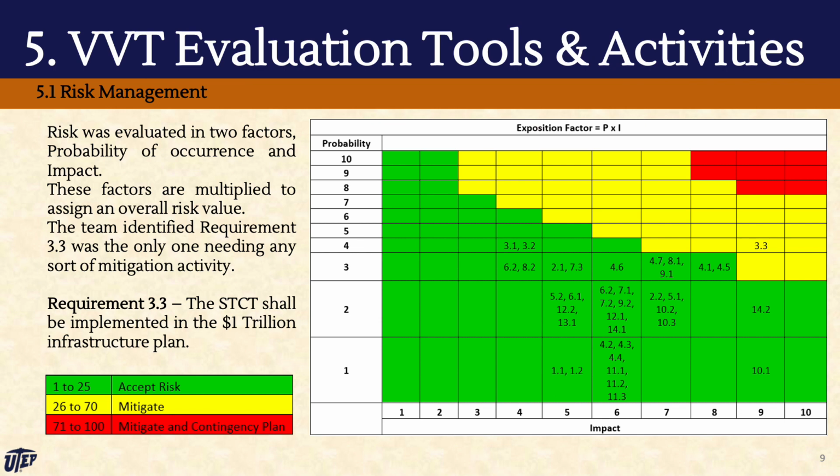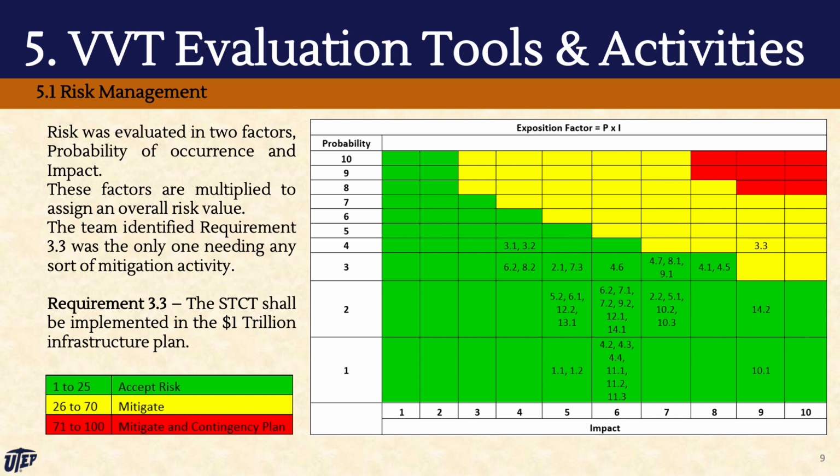5.1 Risk Management. Risk was evaluated in two factors: probability of occurrence and impact. These factors are then multiplied to assign an overall risk score. Criteria is defined as decisions taken and actions required depending on the risk exposure. In our case, the scores range between 1 and 100.